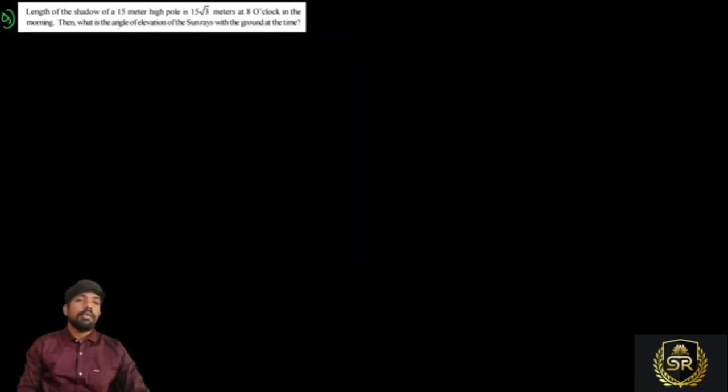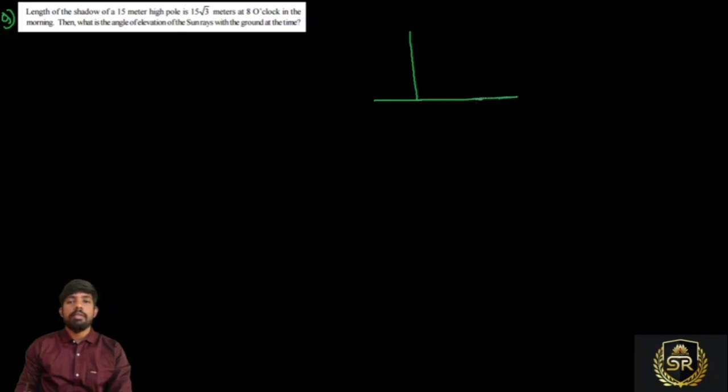Here, the length of the shadow of the 15 meters height pole is 15 root 3. So let us consider this is a pole. Because of the pole, the shadow forms here. So this is the shadow formed from the pole. Let us say this is A, this is B, and this is C. The height of the pole is 15 meters, given.